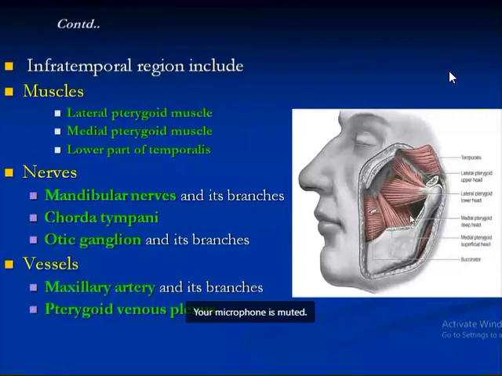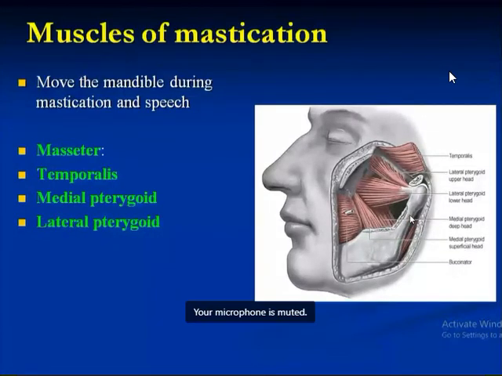Now the muscles of mastication. What you have to know here is the origin, insertion, nerve supply, and action of the muscles of mastication. We mainly have four: masseter, temporalis, medial pterygoid, and lateral pterygoid. First we will move to the masseter.